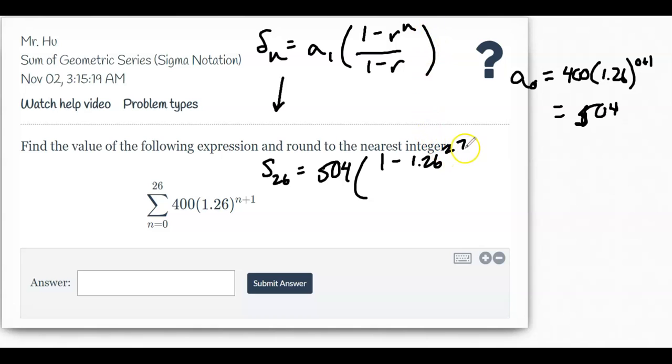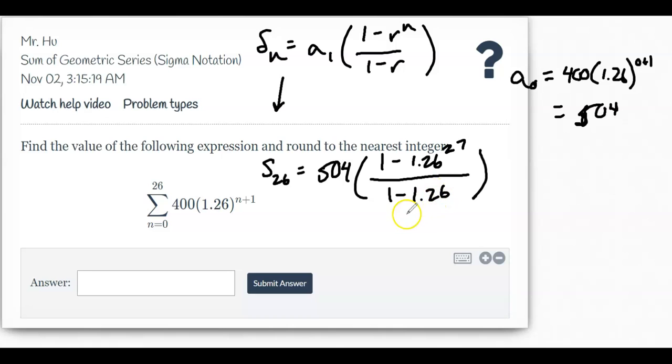There are 27 because we're starting at 0. Okay, all divided by 1 minus the 1.26. Now, if this looks really funky to you, that's because it is. It's super funky, all right? But just bear with me here. You will need to use a calculator, of course, for this one.